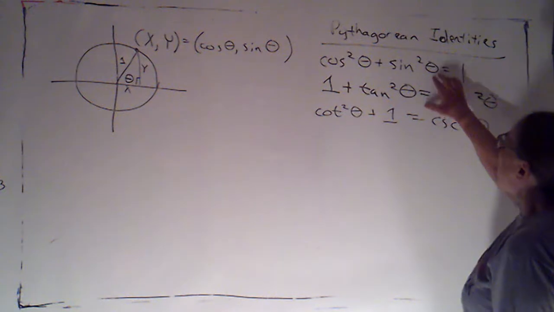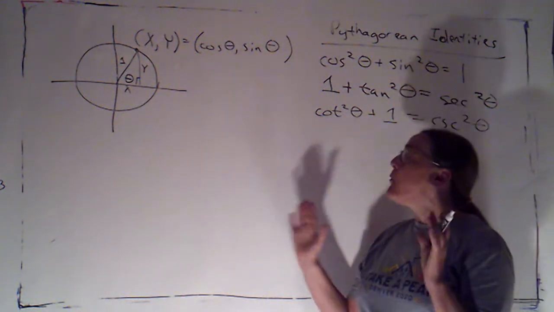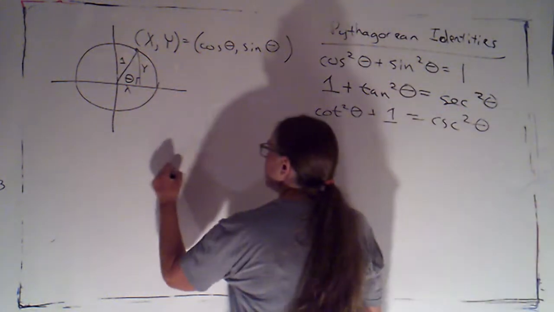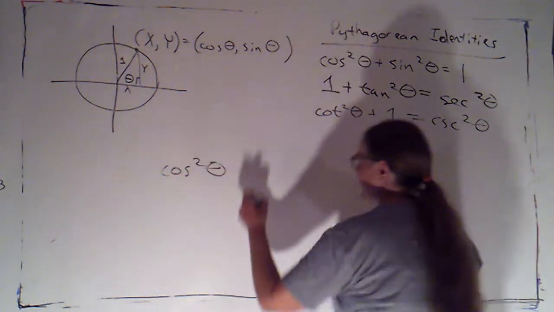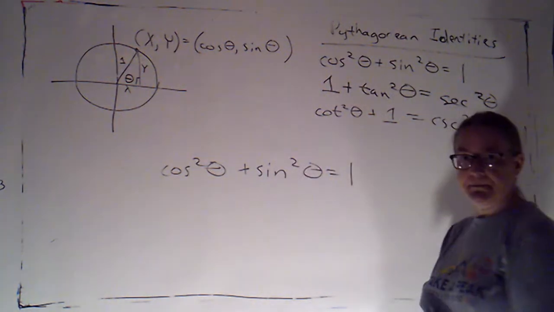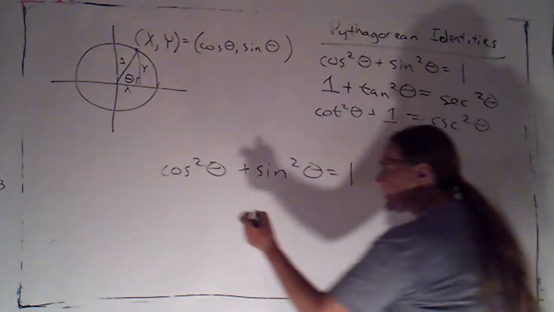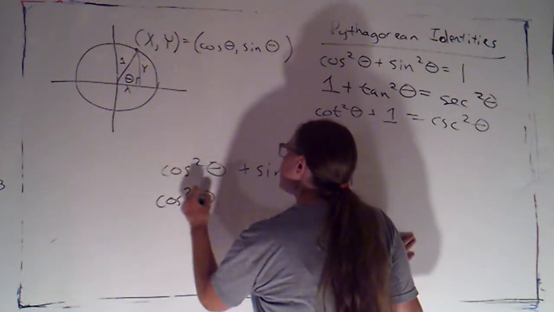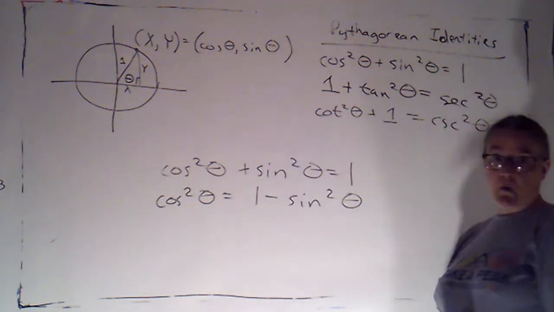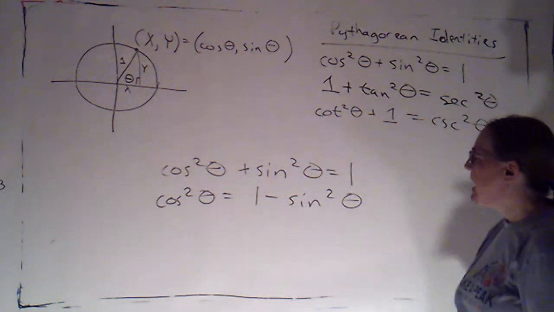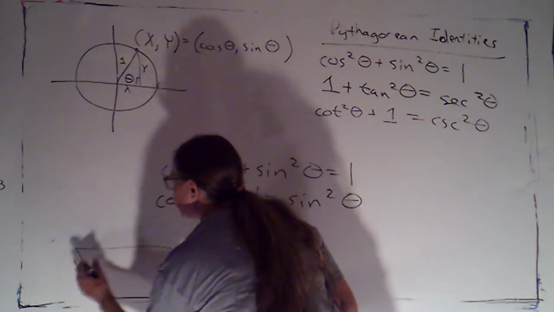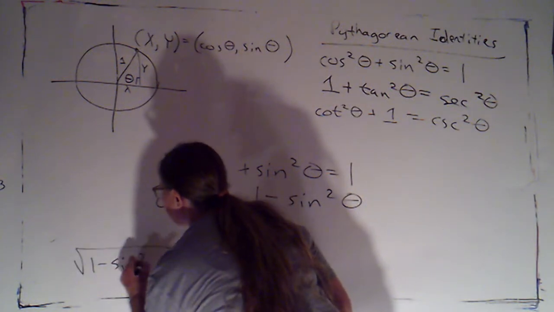Okay. I want to just show you why these trig identities can be useful. Just an example. There are lots of reasons they can be useful. But if I have cosine squared theta plus sine squared theta equals 1, notice I can rearrange this equation to say that cosine squared theta is 1 minus sine squared theta. Now, let's suppose I was asked to take the square root of 1 minus sine squared theta.